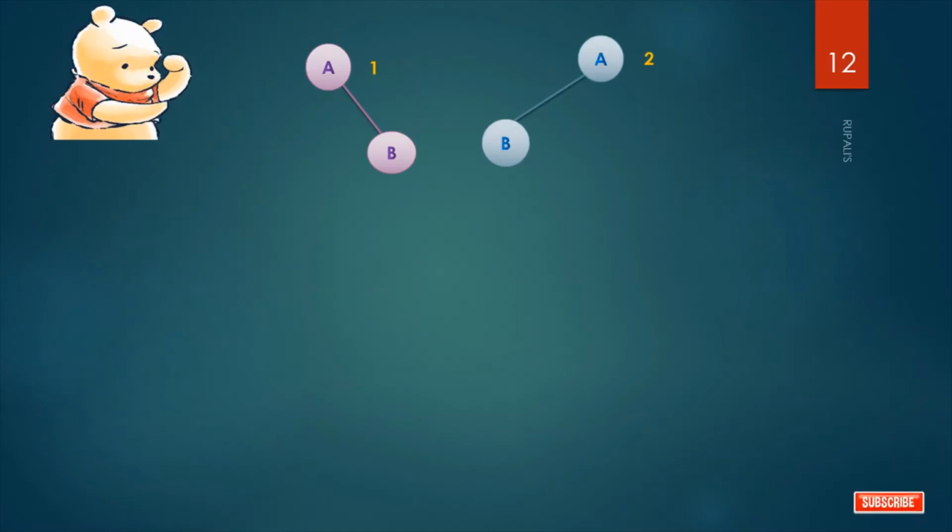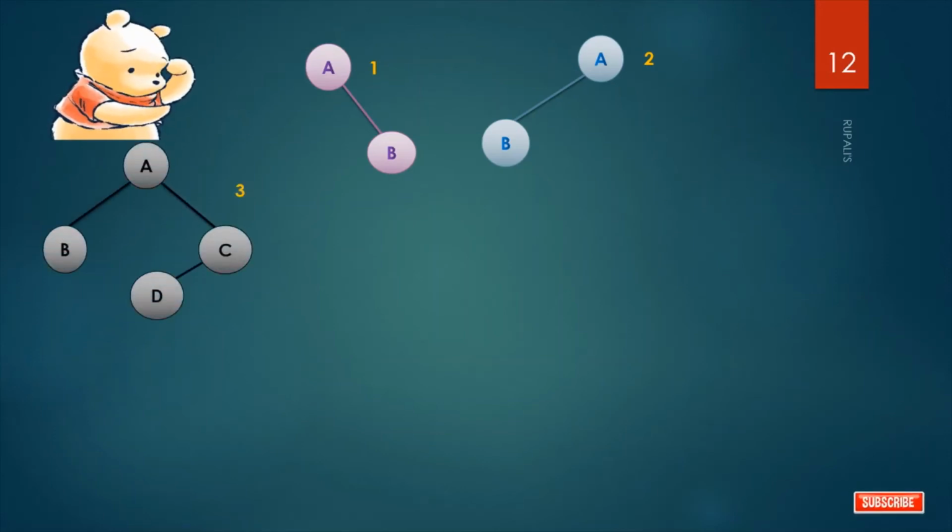This tree, next tree. Is this a binary tree? Yes. Strictly binary tree? No. Complete binary tree? No. Almost complete binary tree? Yes. Next tree. Is this a binary tree? Yes. A strictly binary tree? No. Complete binary tree? No. Almost complete binary tree? No.